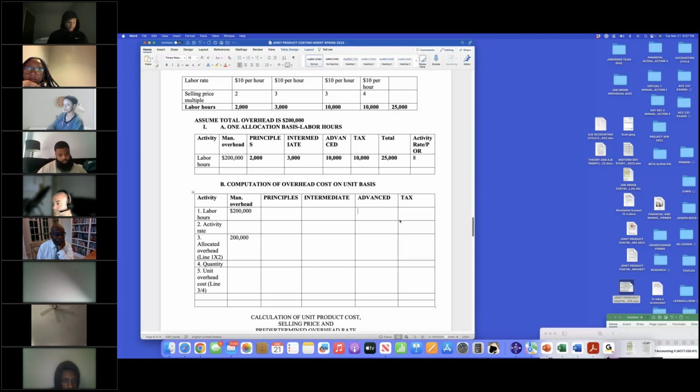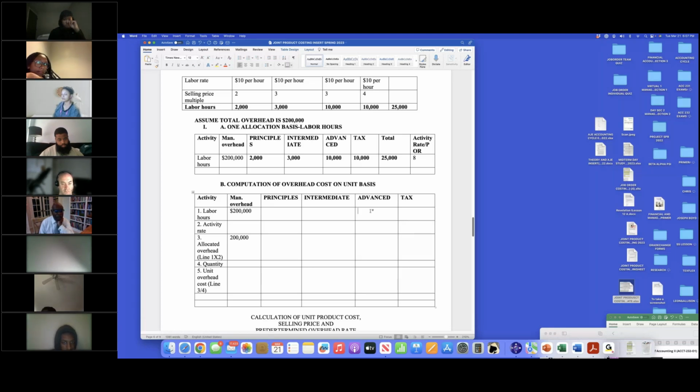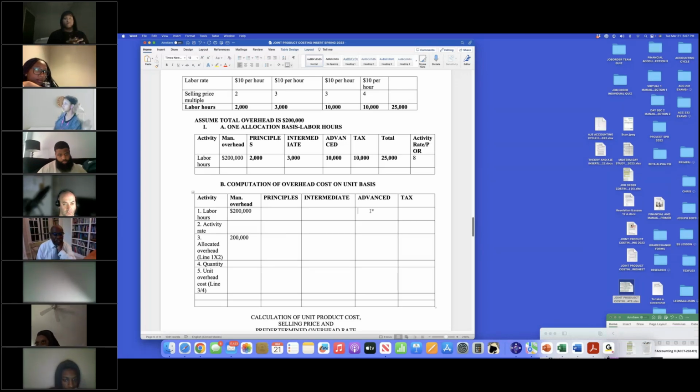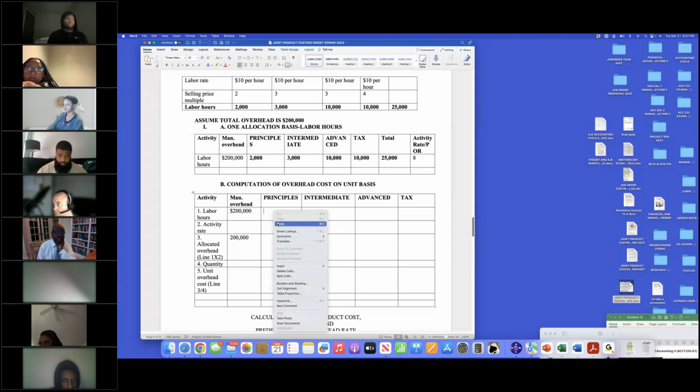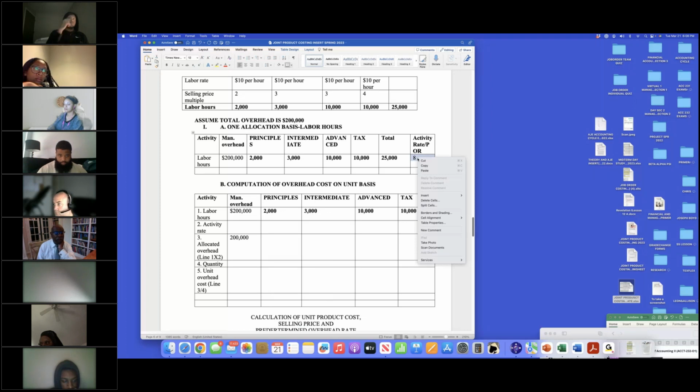Advanced labor hours. So I'm gonna do 10 by 200,000, which is gonna give me 20. You said I'm dividing that number, correct? You put down 20,000. Now all we're doing is bringing these numbers down, these hours again. We're just gonna bring them down. You're making it hard. Then we're gonna get this activity rate. So let's not try and make it hard.